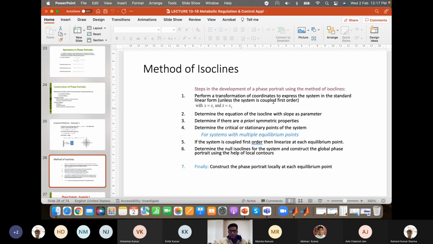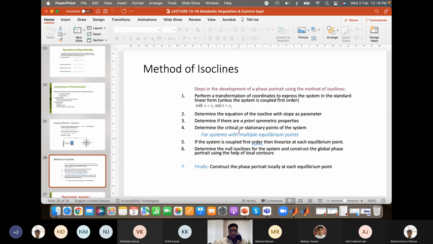So the first thing that you do is, of course, you work out the linear form, you define it, then you determine. So when you do this, you can divide dx2 by dx1. So then, of course, the next thing that you do is you look for the equation of the isocline. Then there may be some symmetric properties, so work those out if you have to.